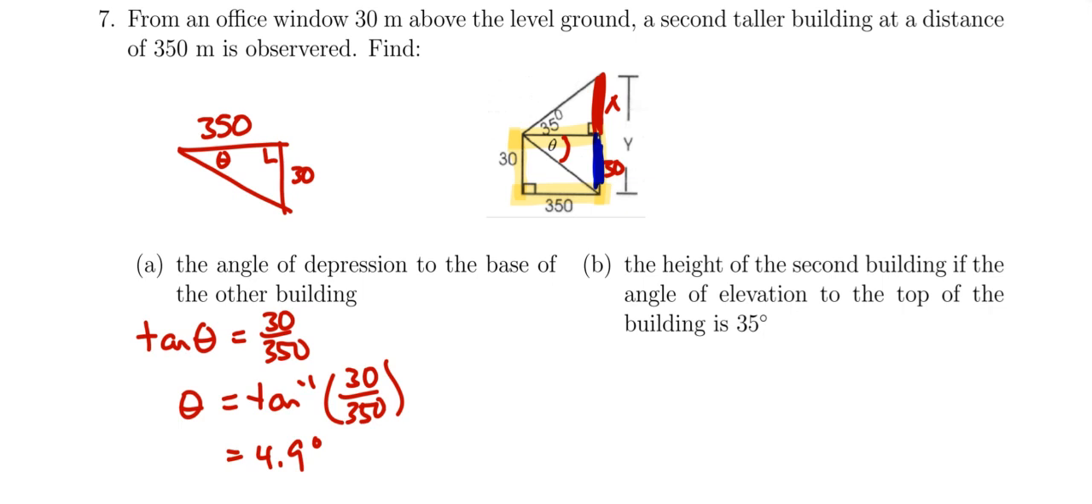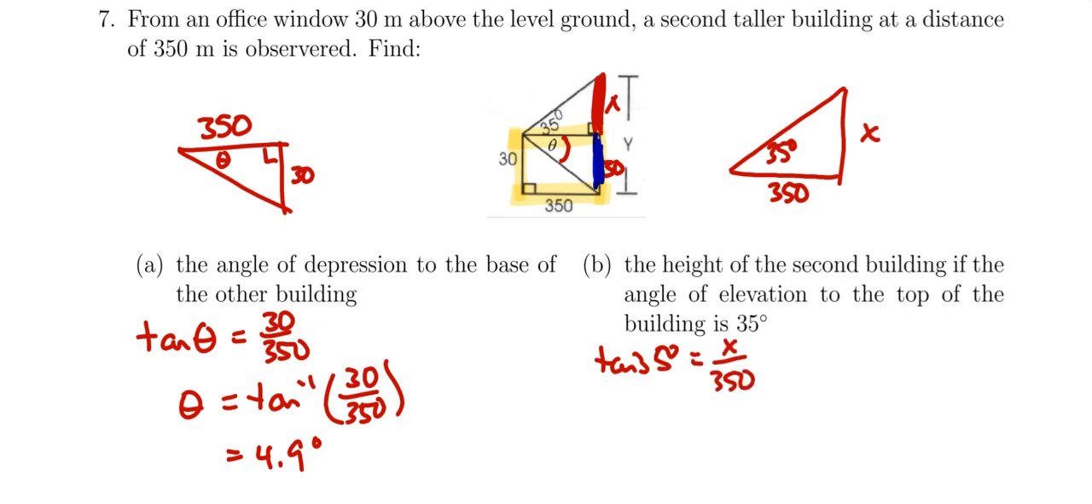Now, the height of the second building, well, the first thing I've got to do is figure out what x is. And this is 35 degrees. I know that this length right here is 350. I am looking for x right there. So once again, this is tangent. So the tangent of 35 degrees is going to equal x over 350.